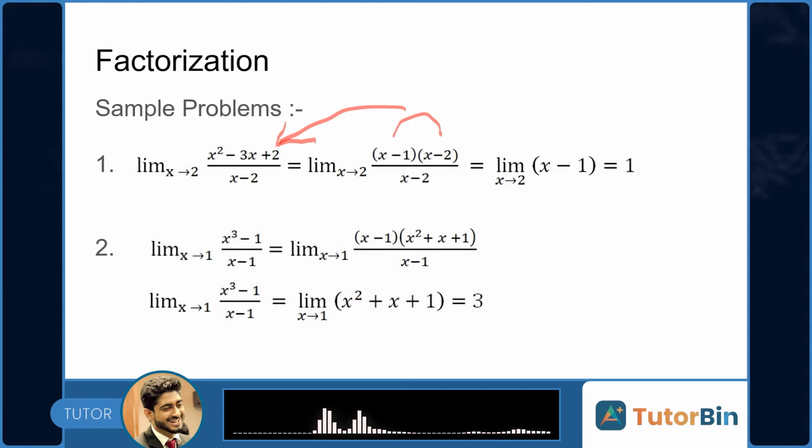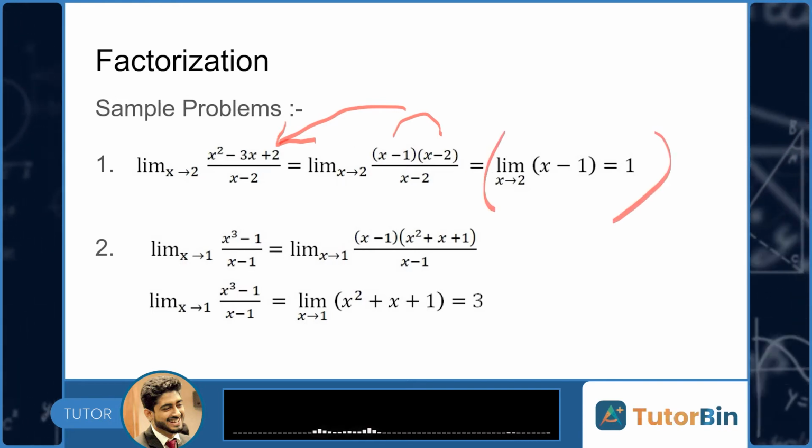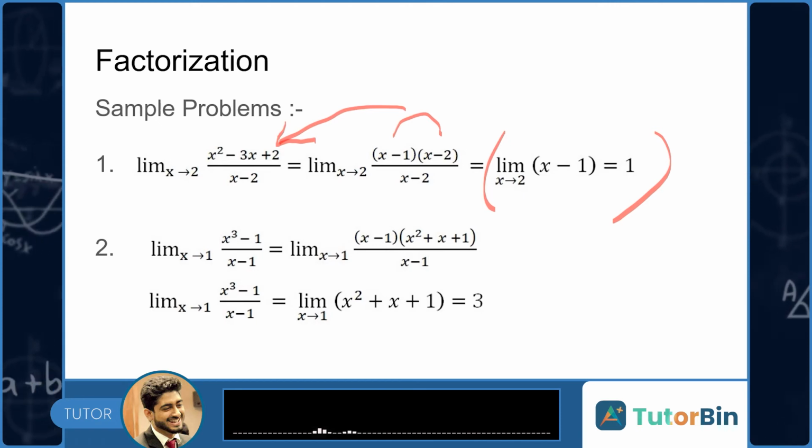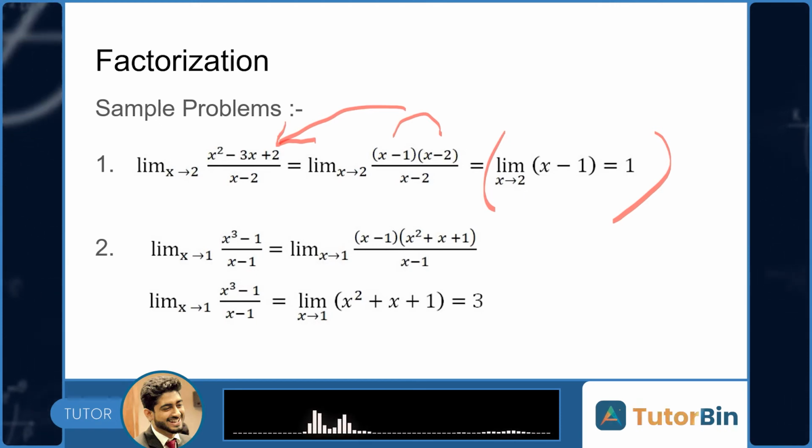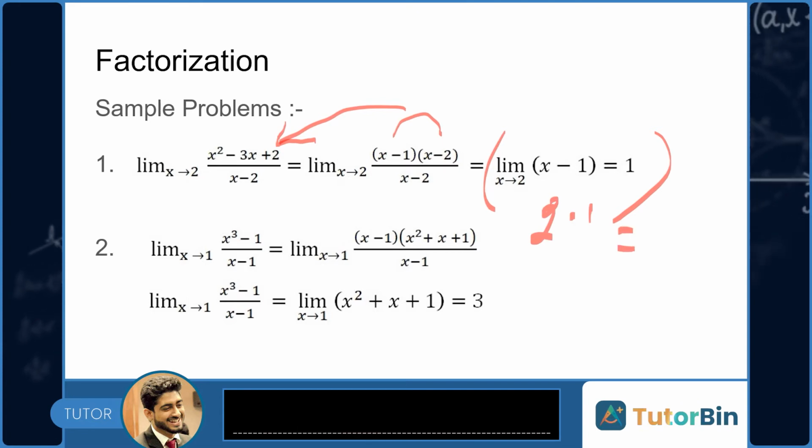Here (x minus 2) and (x minus 2) can be cancelled out, and we are left with the limit as x tends to 2 of (x minus 1). And now it simply becomes that first case where we can just substitute the value x tends to 2, and we will get 2 minus 1, that is equal to 1.